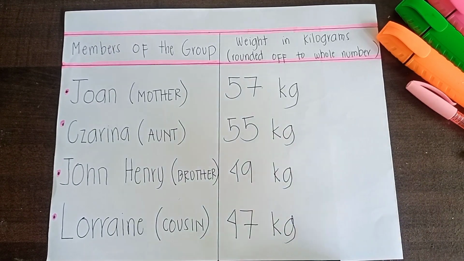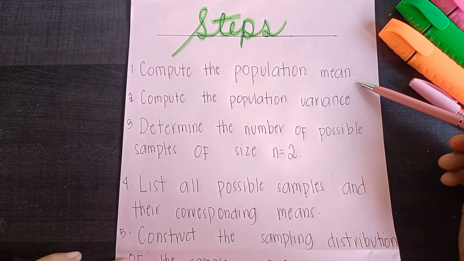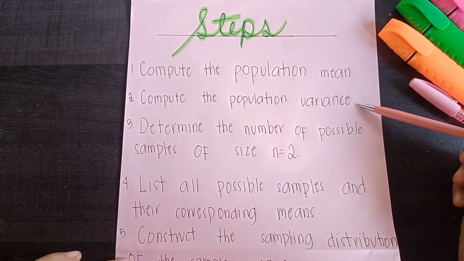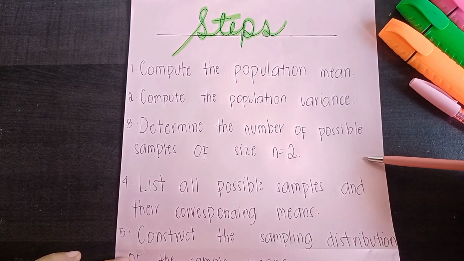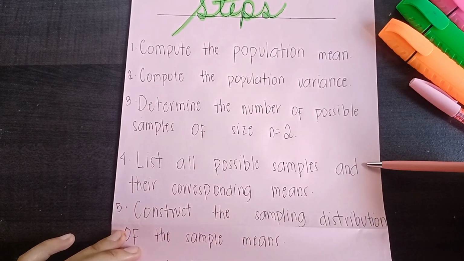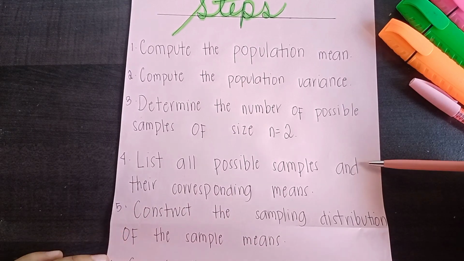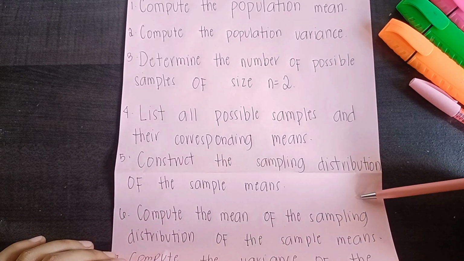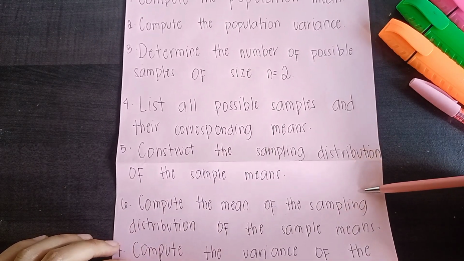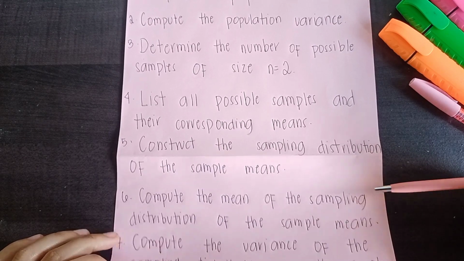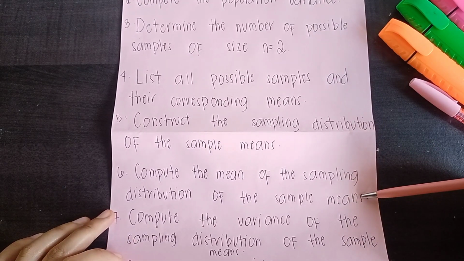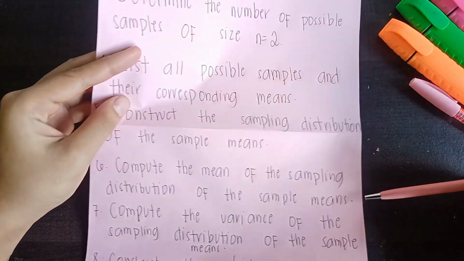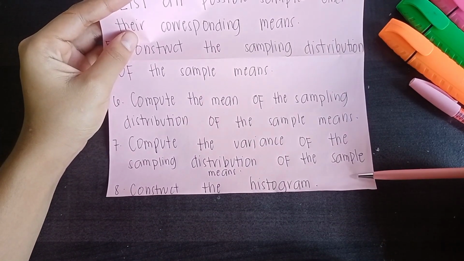So here it is. Step 1. Compute the population mean. Step 2. Compute the population variance. Step 3. Determine the number of possible samples of size n equals 2. Step 4. List all possible samples and their corresponding means. Step 5. Construct the sampling distribution of the sample means. Step 6. Compute the mean of the sampling distribution of the sample means. Step 7. Compute the variance of the sampling distribution of the sample means. And Step 8. Construct the histogram.